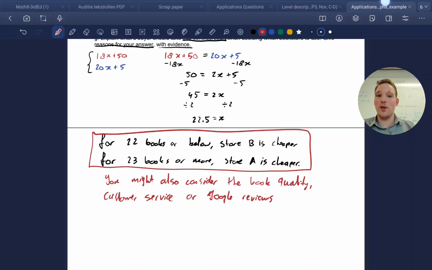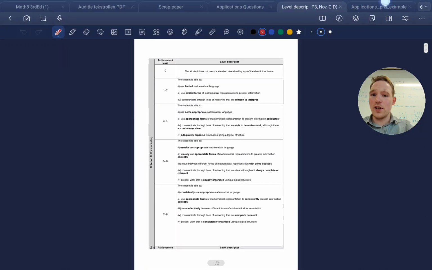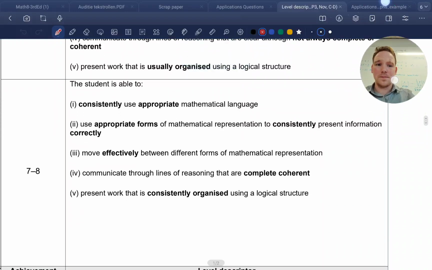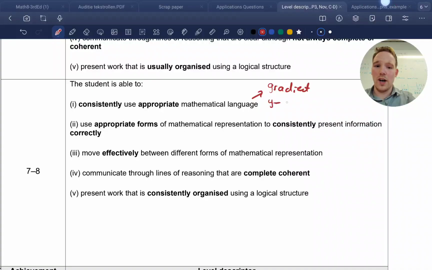So let's have a look at the descriptors for a CD investigation to see what we need to pay special attention to. So first off, criteria C is all about communicating. So appropriate mathematical language we saw in this investigation. Well, since we're doing linear equations, we might be referencing words like gradient, or maybe words like y-intercept, or intersection.